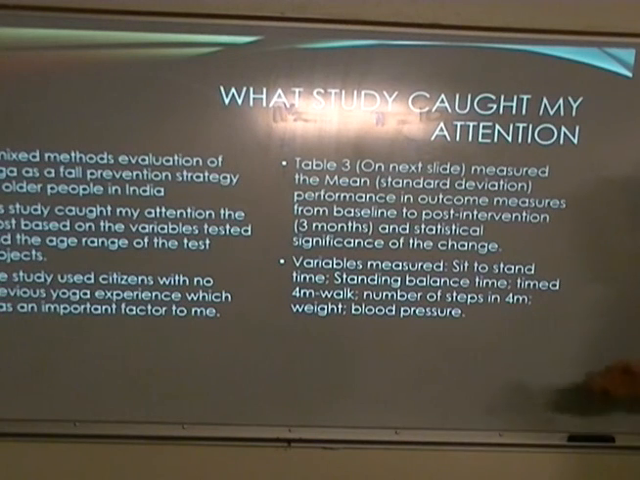Range of motion comes from a different study, but was a third key topic, but balance and range of motion, or flexibility, were my top two variables that I tested for. The participants had no yoga experience. I have a table on the next slide that shows it: standard deviation, performance and outcome measures for baselines. They did a baseline measure. Three months later, they retested the measures to see what the differences were. The variables tested were sit and stand time, standing balance time, timed 4-meter walk, and how many steps they took in those 4 meters, and then weight and blood pressure.